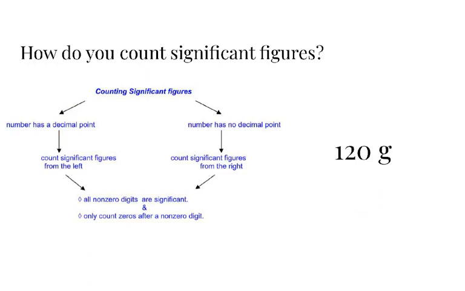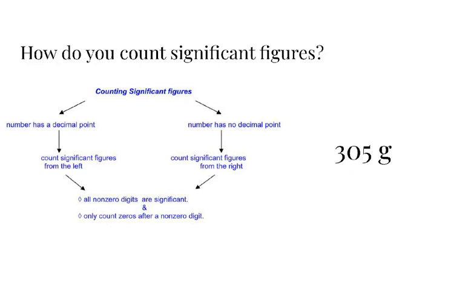120 grams does not have a decimal point. So, we count the numbers from the right. The first number we see is a 0, so that's not significant. It's only a placeholder 0, making the measurement larger. Next, the 2 and the 1 are significant because they're not zeros. So, 120 grams has 2 sig figs, the 1 and the 2.